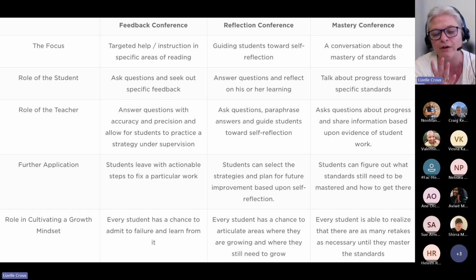A reflection conference is guiding students towards self-reflection. So that's a way of asking them targeted questions. What do they need to think about? How do they engage with these questions to come up with improvement plans? And then the mastery conference is to talk about progress towards specific standards. So what will they be doing? What can they be doing to move forward in the process?